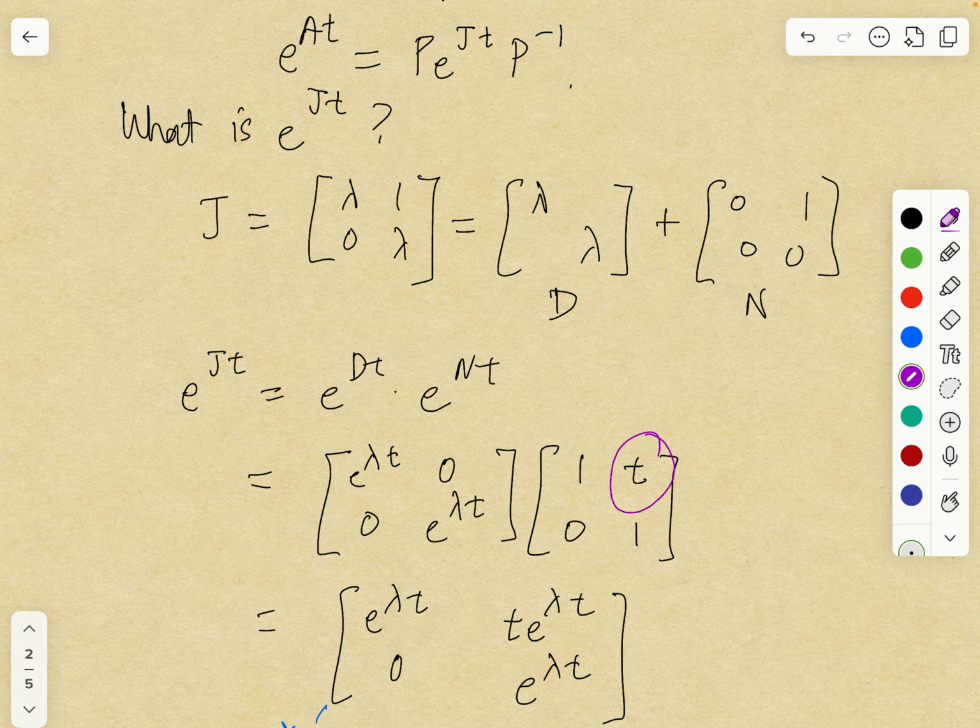Okay, and that t corresponded to the 1 in the Jordan form matrix. So that explains how all of these concepts kind of tie into each other, right? So the t can be explained using the matrix exponential in the Jordan form.